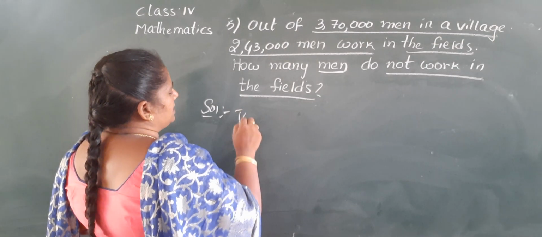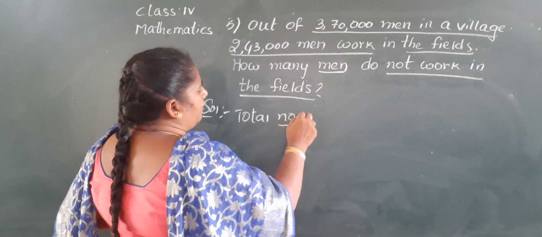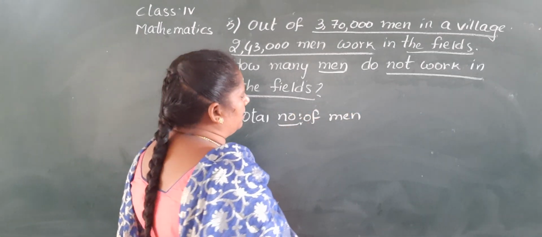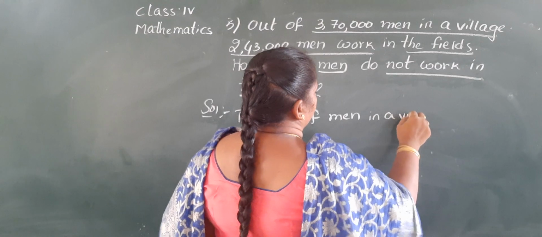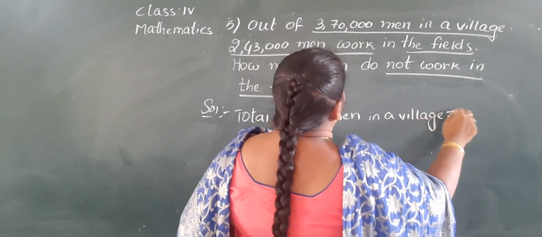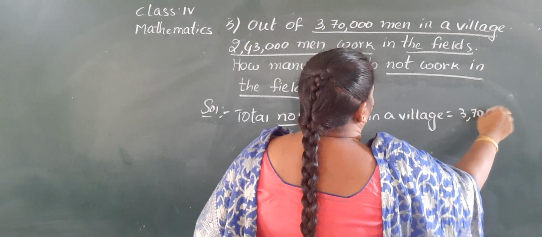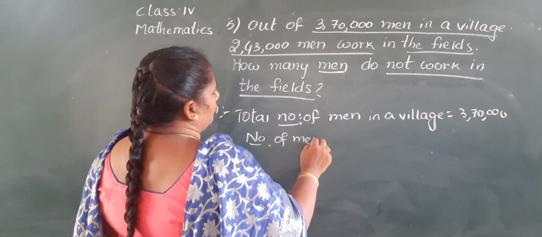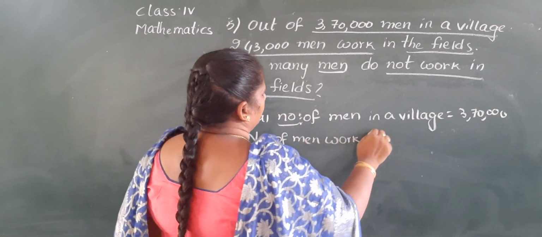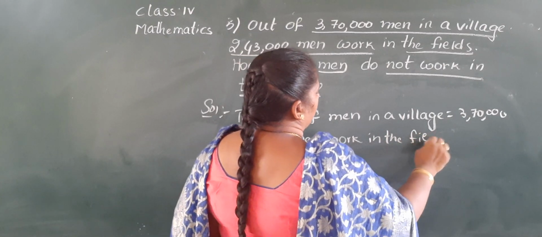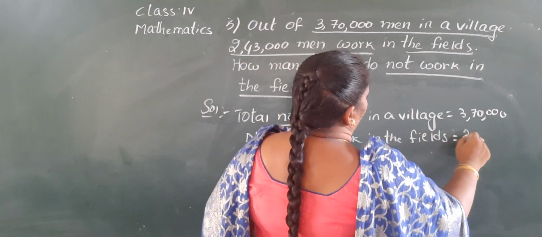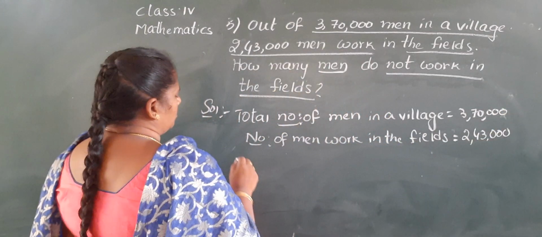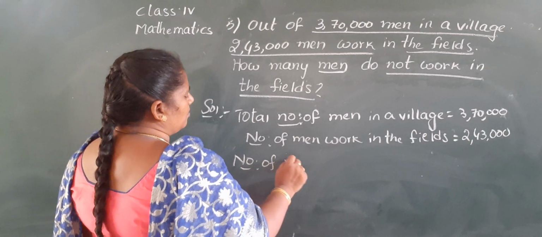Okay? Yes, first write total number of men in a village. You should underline this one. Total number of men in a village 3,70,000. So number of men who work in the fields. How many work? 2,43,000. So number of men who do not work in the fields.